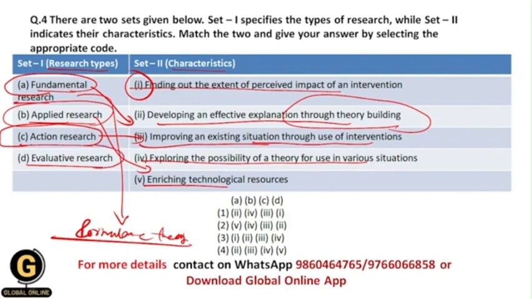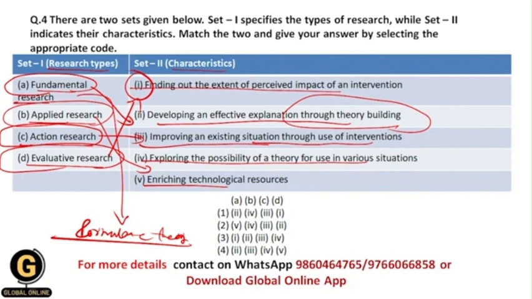And the last one is evaluative research, so of course it will go for 1 because we are evaluating something. Okay, so here we are evaluating exactly how much extent of causes has that much extent of effect on the effects. Okay, and that's why D will go for the first, that is finding out the extent of perceived impact of an intervention. I know the language is somehow difficult to understand, but try to understand the meaning of that sentence, then after that you will understand everything.